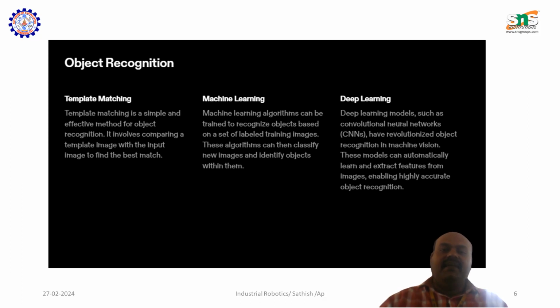So this is all about object recognition, and we use machine learning and deep learning to aid it. Machine learning algorithms can be trained to recognize objects based on a set of labeled training images. Deep learning models such as convolutional neural networks have revolutionized object recognition in machine vision systems. These models can automatically learn and extract features from images, enabling highly accurate object recognition.